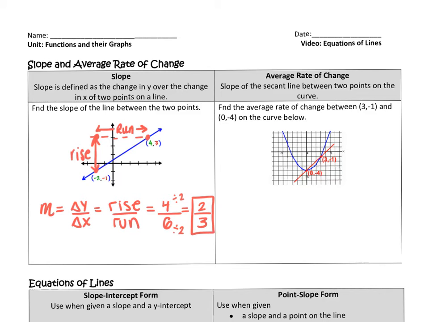So if this is my first point and this is my second point, how do I go from one point to the other? How many am I rising? And then how many am I running? So take a minute, try that one on your own, and then hit resume when you're ready for the answer.